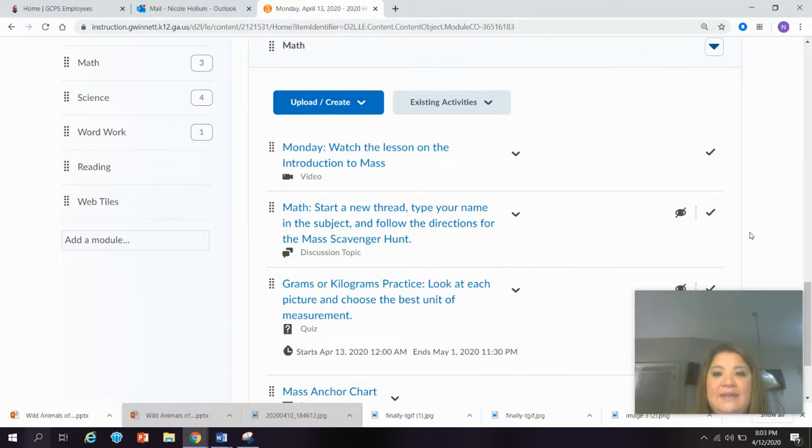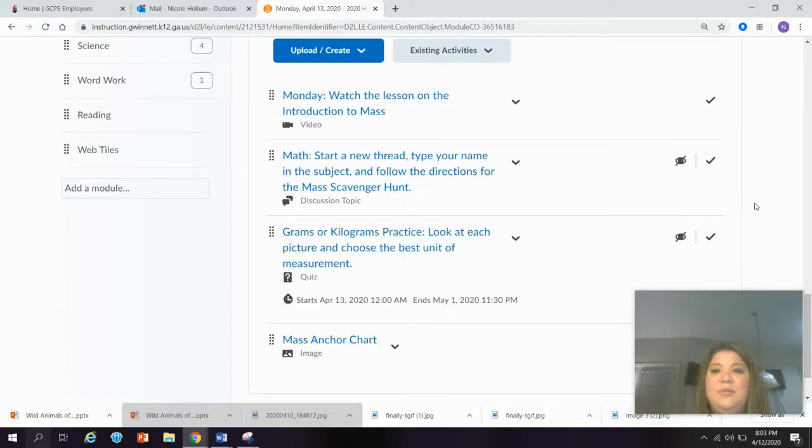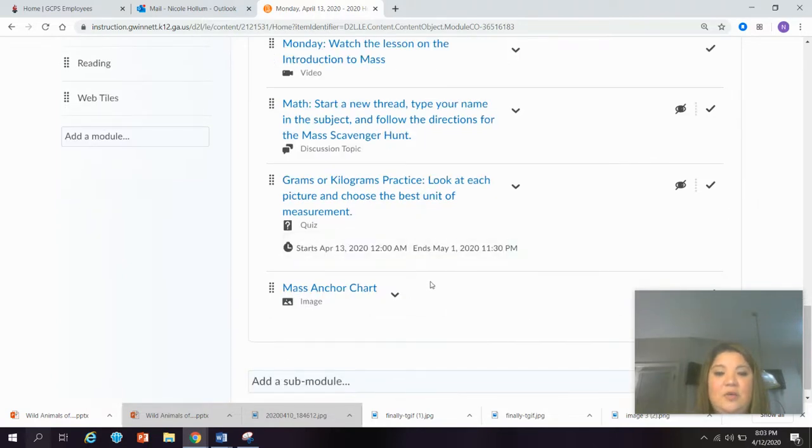Then you're going to do the scavenger hunt, and that scavenger hunt requires you to do a discussion to tell what you found, and those directions are there. And then you're going to do a practice with grams or kilograms. You're going to look at the picture and decide which one is the best unit of measurement. Okay, there is an anchor chart there to help you as well.